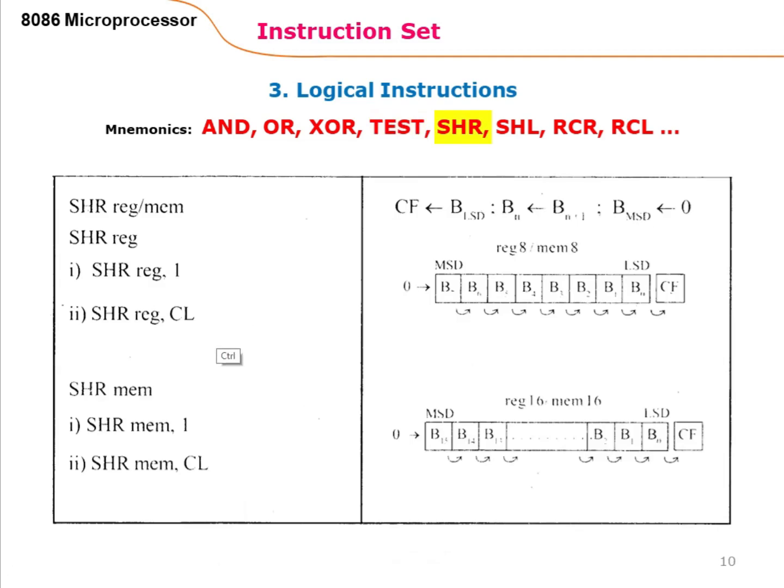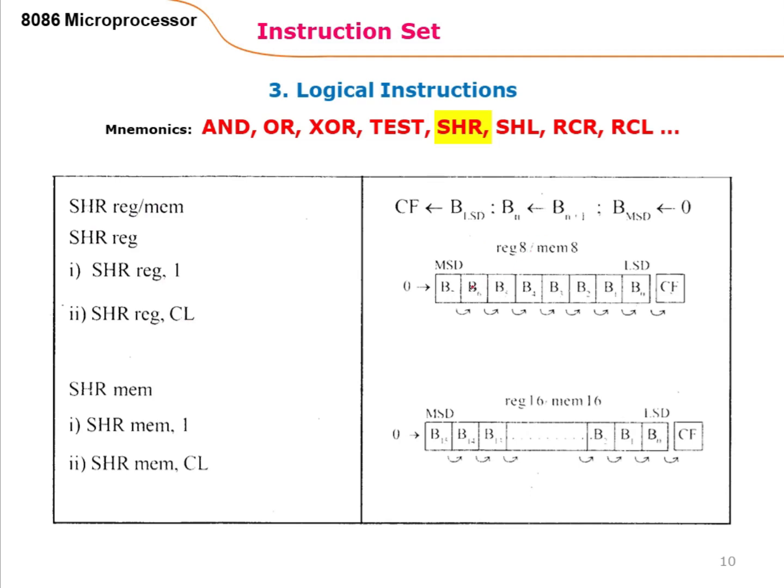So here the next logical instructions are shift SHR, that is shift right, and the next is SHL, that is shift left. So we'll see this one by one. So shift right, we will use a single operand operation, register or memory. So we can use it like this: SHR register, 1 or SHR register, CL.